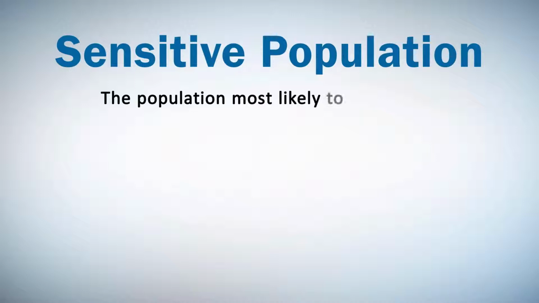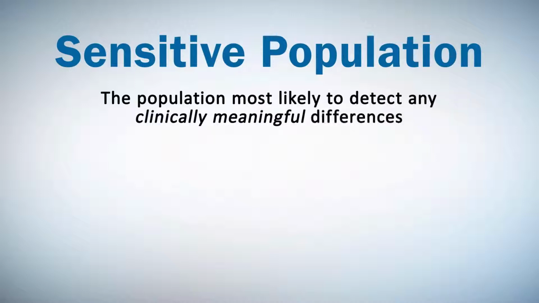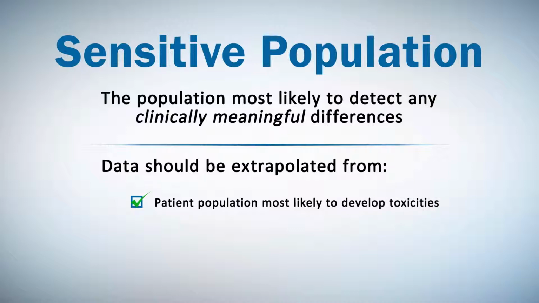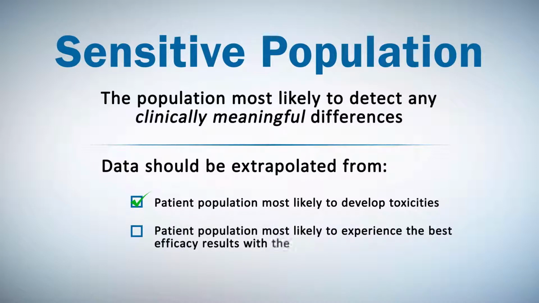Per the FDA guidance, manufacturers are encouraged to identify a condition of use and the sensitive patient population most likely to detect clinically meaningful differences when looking to extrapolate efficacy data. Regarding scientific justification for extrapolating toxicity data, the FDA recommends manufacturers collect data from the patient population most likely to develop such toxicity. When looking to extrapolate efficacy data, the FDA recommends collecting data from the patient population that is most likely to respond to the reference product.